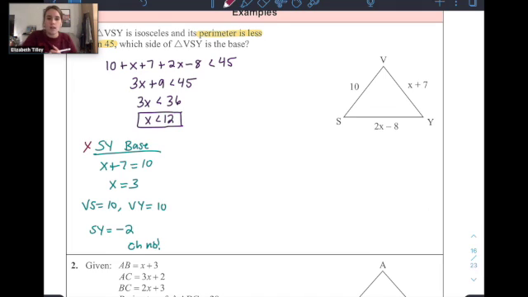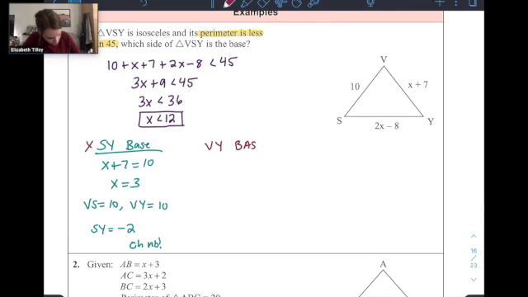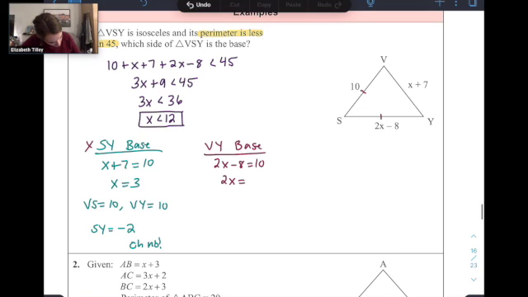So let's keep going. If SY is not the base, I'm just randomly guessing here. I honestly haven't looked at this since last year, so I don't know which side's the base. So we're just doing this as we go. Let's say VY is the base. If VY was the base, change our markings here, that means that VS and SY are congruent. So that means 2x minus 8 equals 10. That means 2x equals 18 and x equals 9. Well, that satisfies our condition that x has to be less than 12. That seems promising.